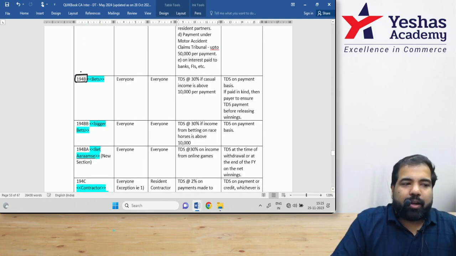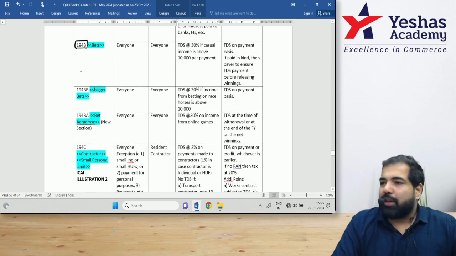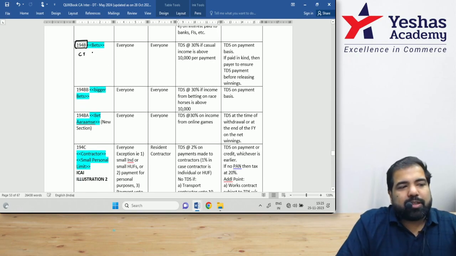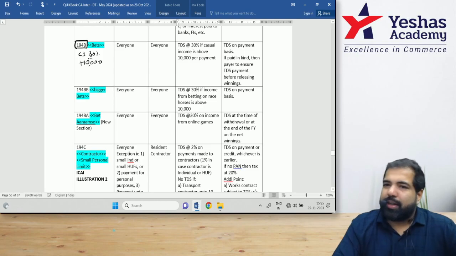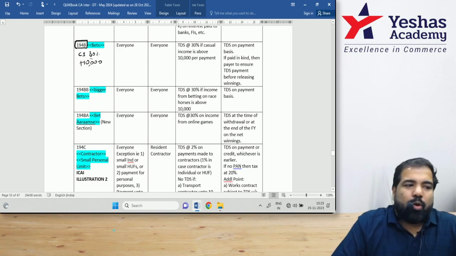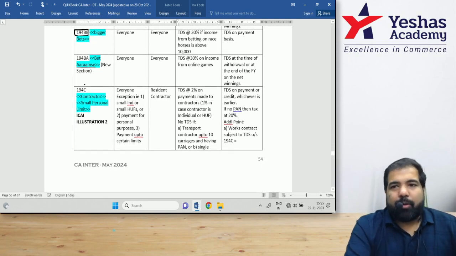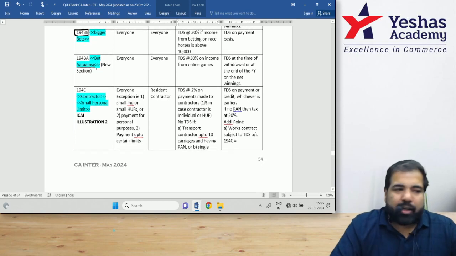So 194B. Guys, are you going to do betting in life? I hope not. But if you do, and if you get lucky, then on casual income, they say TDS at what rate? 30% only if the amount is more than the limit. Here, guys, there is no PAN issue, nothing, because anyway they're deducting at 30%. 194BB. Horse betting. If you like horses and you bet on them and you win, again same thing like 194B.